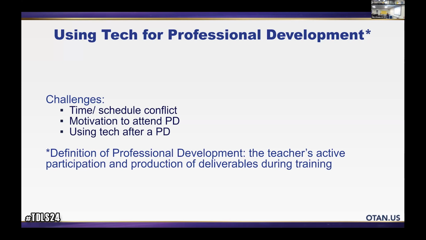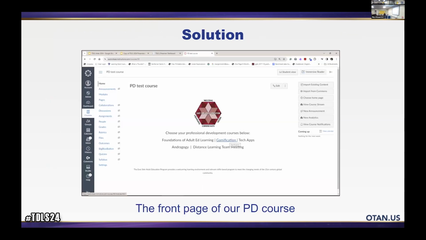Absolutely, and that's a different kind of resistance too. It's like, how do they know what we need? And so for our professional development, the definition for our school, at least at Eastside, is that the teachers are actively participating and they produce deliverables during the training. And that's how we would get paid for professional development. But, you know, so this was one of my solutions. This is the front page of our professional development course.